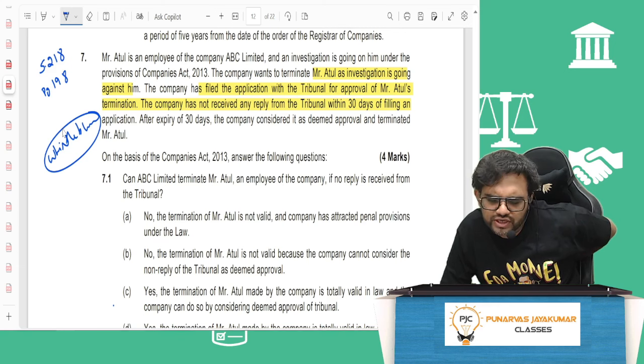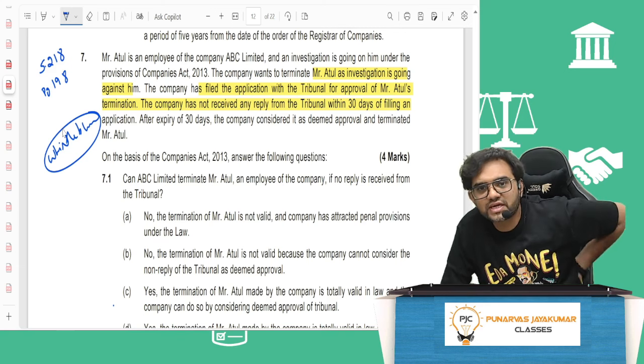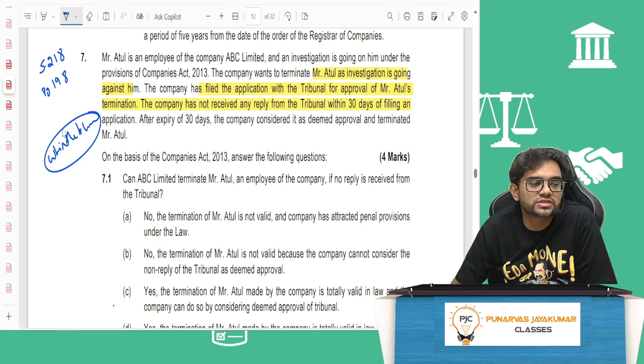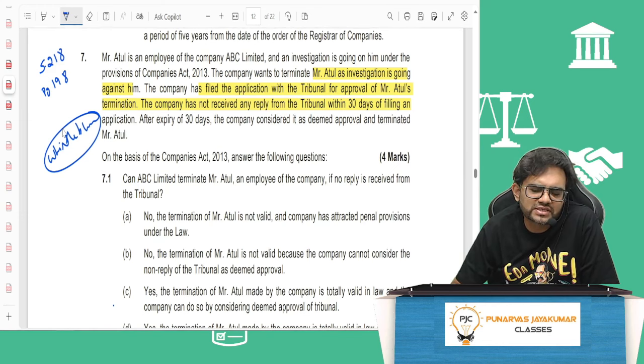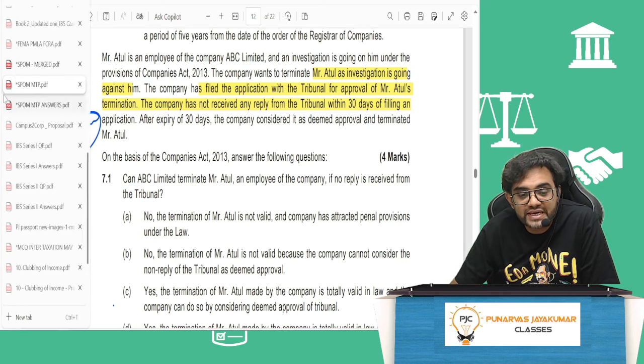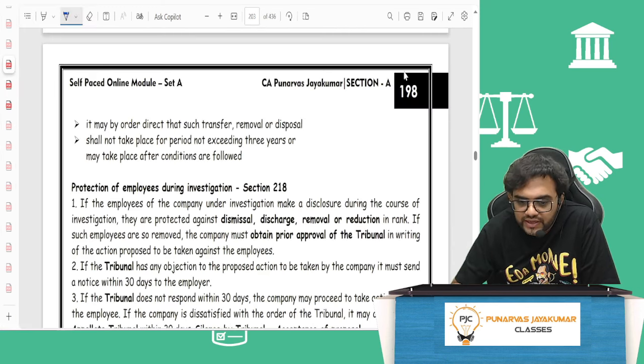Before removal, the protection is that you have to talk to the NCLT and tell them, boss, I want to remove this person, do you have any objection? If the NCLT replies within 30 days and says do not remove, then you cannot remove. But if the NCLT is silent, then you can actually remove the person. This is nothing but Section 218, which is there in our material, page number 198.